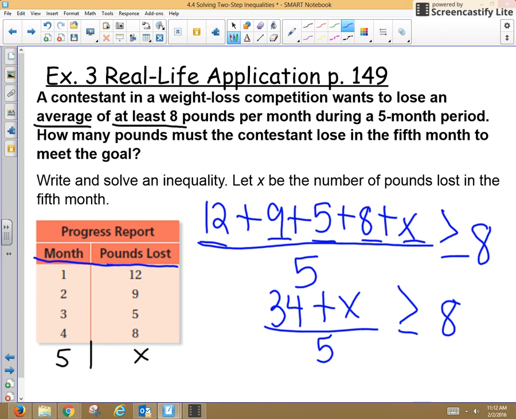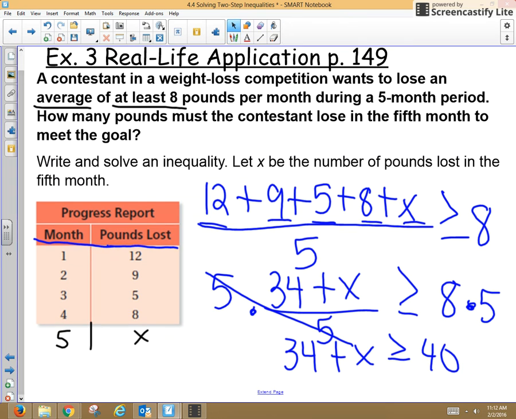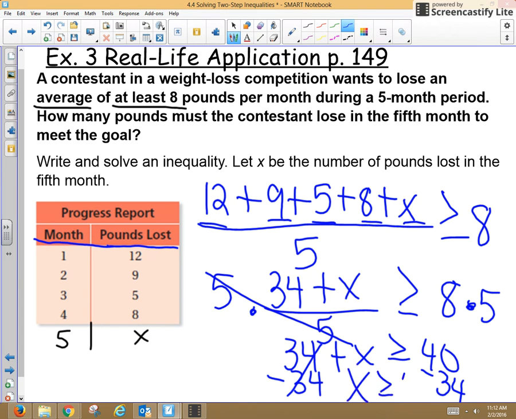Now to solve, 34 plus X is being divided by 5. I want to undo that division, so I'm going to multiply both sides by 5 to start to isolate the variable. This cancels. So I have 34 plus X must be greater than or equal to 40. To solve for X, we need to subtract 34 from both sides. So X must be greater than or equal to 6. So in month 5, she needs to lose at least 6 pounds or more to meet the goal.